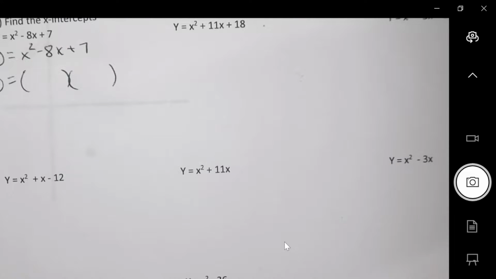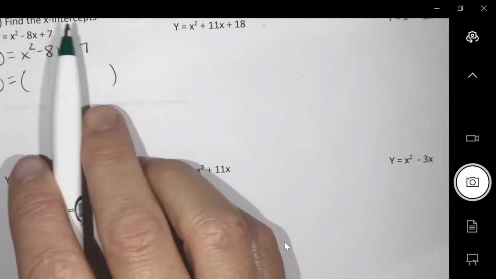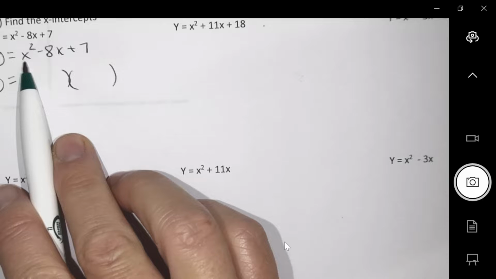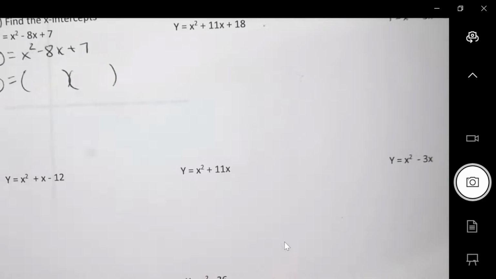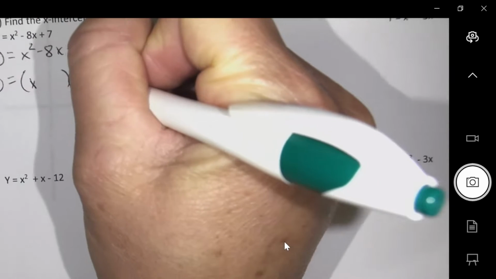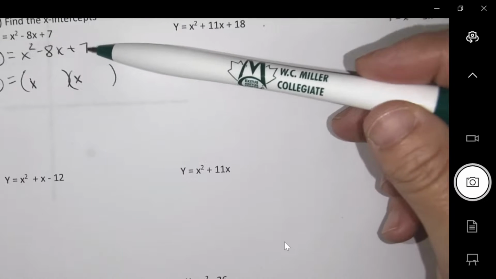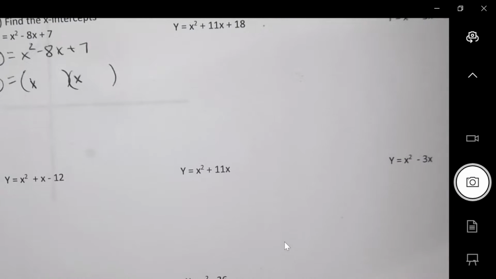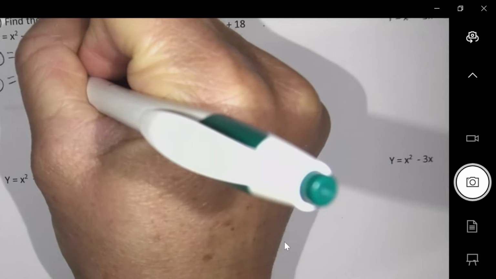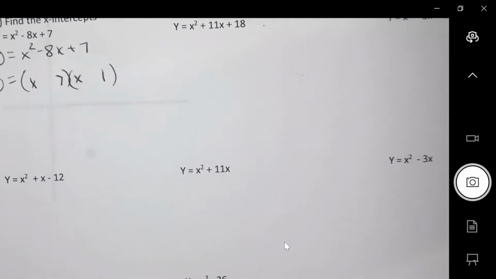Okay, so this is a simple trinomial, is what I would call this one, because it's got the 3 parts, and it's called simple because it begins with 1x squared. So x times x is how you make your x squared. And then what's your brain going to do? What multiplies to the end and adds to the middle. So 7 times 1.